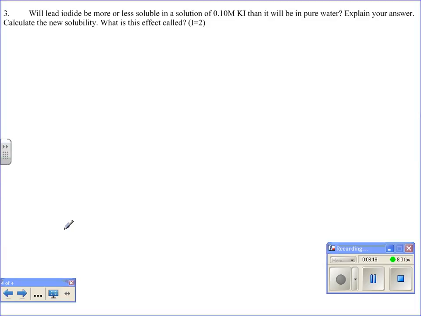With question number 3, we want to look at how the solubility of lead iodide would be affected in a solution of 0.1 mole per liter KI than in pure water. And for this one, you need to choose one of your scenarios, rather than testing all of them. So I'm going to test A, and in your lab, you should compare it to something different. So you can choose B, C, D, or E.